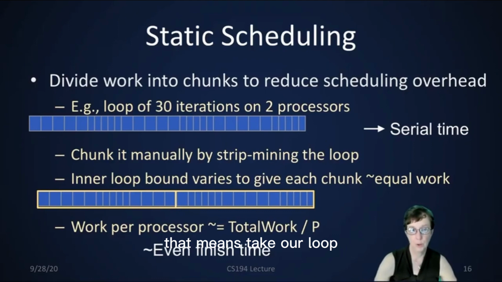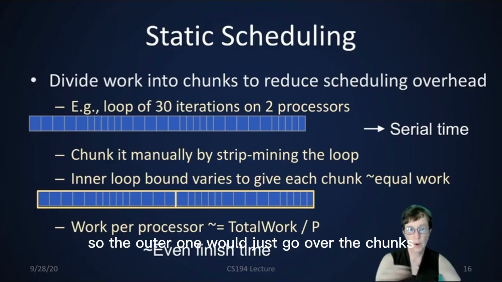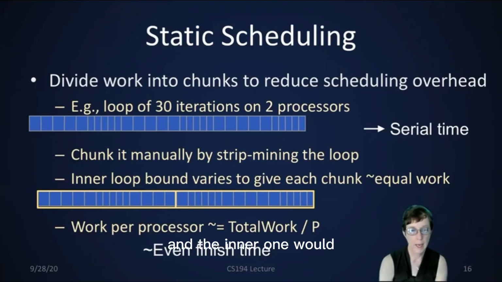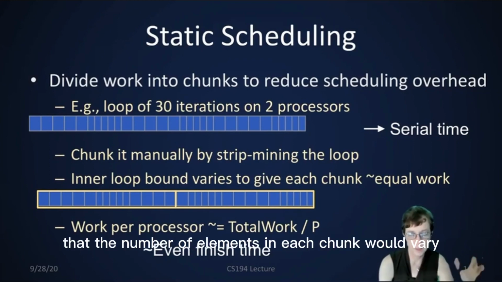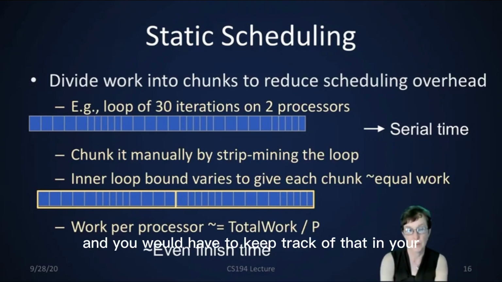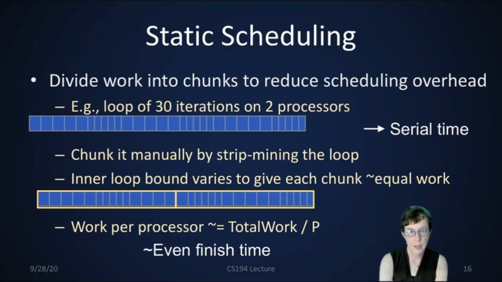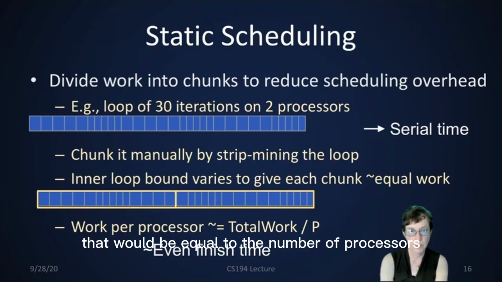That means take our loop and turn it into 2 nested loops. The outer one would just go over the chunks, and the inner one would go over the elements of each chunk. And for the outermost loop, the number of elements in each chunk would vary, and you would have to keep track of that in your data structures. But then that outer loop would hopefully have the same amount of time, and you would divide that to be equal to the number of processors.